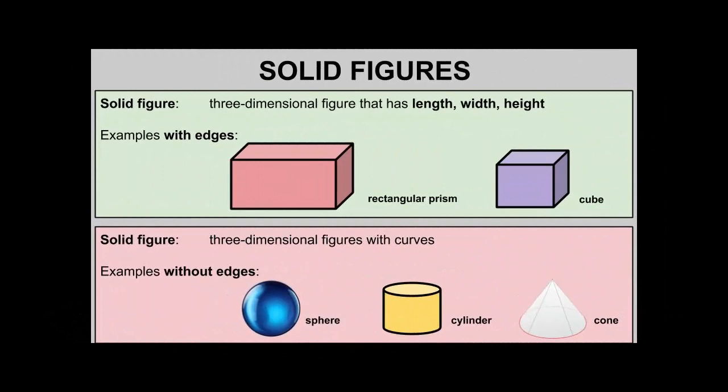Now let's shift our focus to solid figures. The solid figures in the top area, the light green area, are three-dimensional figures that have length, width, and height. You can see that these are the rectangular prism and the cube for our explanation purposes today. In the pink area, you'll see three-dimensional figures with curves. We have a sphere, the cylinder, and the cone. As you can see, all three of these figures have curved sides, so they have special properties that are different from our rectangular prism and the cube.